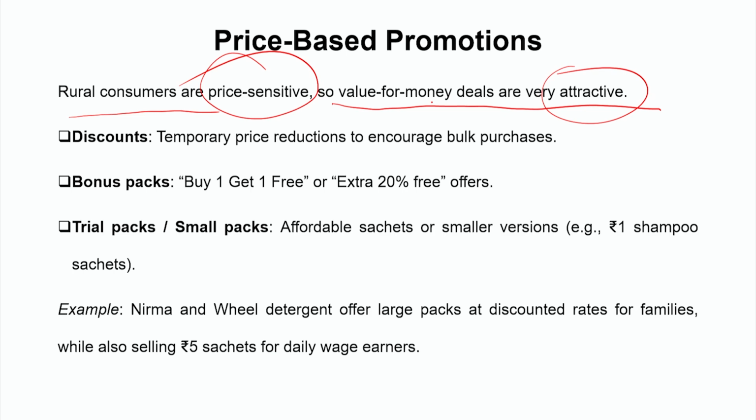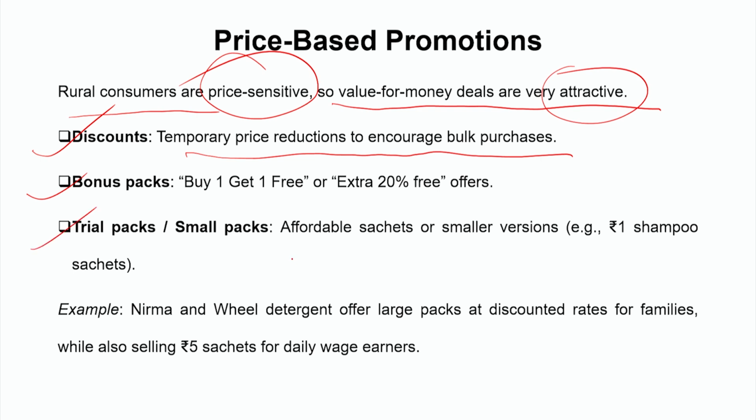So what we are saying here, since they are very price sensitive, low on income, they are going to be attracted by this kind of deals. It could be in terms of discount, where there is a temporary price reduction to encourage bulk purchase, or it could be bonus packs, wherein we talk about buy one, get one free, certain kinds of promotion where you offer 20% extra, 10% extra. Now this kind of offers in the rural market for rural consumers based on price promotion will be very impactful and effective. Then we look into the trial packs and small packs.